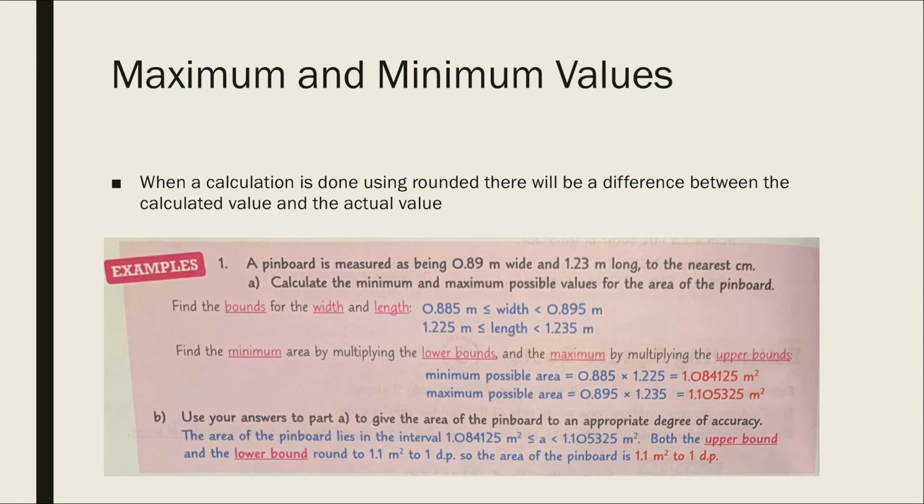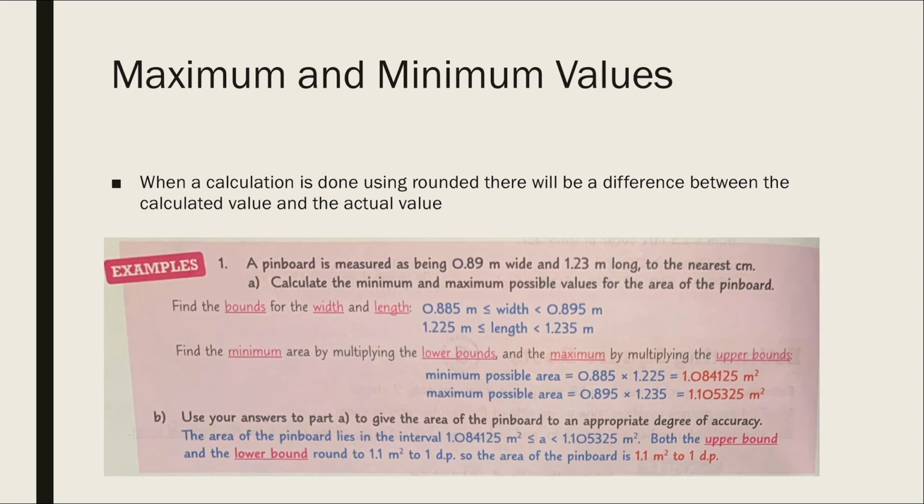Then we want to figure out the minimum possible area. By doing this, we need to calculate what the two lower bounds multiplied together would be. So it would be 0.885 times 1.225, which is equal to 1.084125 meters squared. And we'll do the same thing with the two maximum bounds. So it would be 0.895 times 1.235, which is equal to 1.105325 meters squared. And that's the answer.